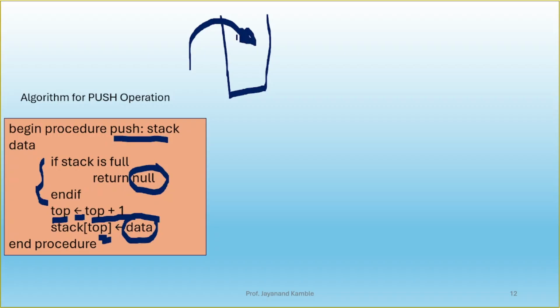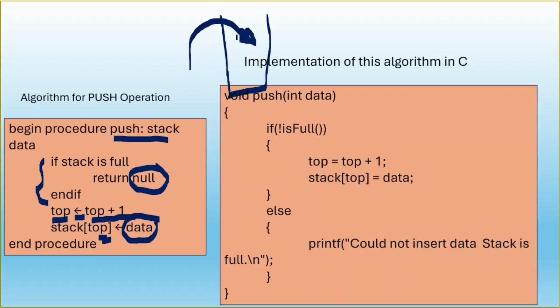Is this clear? The same can be written in C programming like this. Void push. Now why am I placing void here? Because we are inserting an element into the stack, so it is not going to return anything, because it is accepting the value and placing it onto the stack. So we will check isfull. Now see here I have written an exclamation mark. So what does it mean? Not.